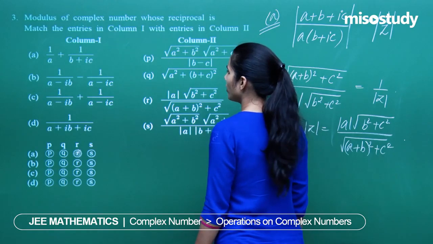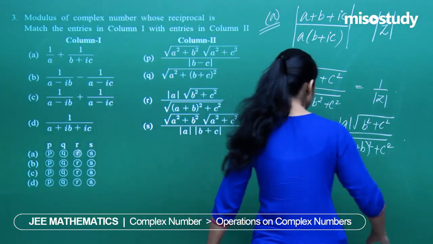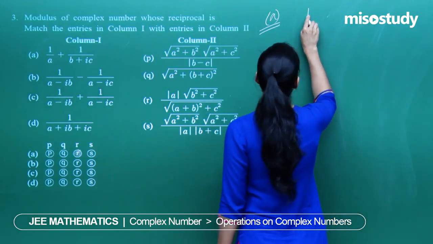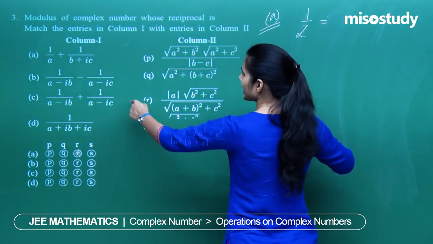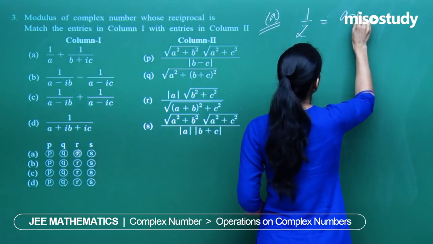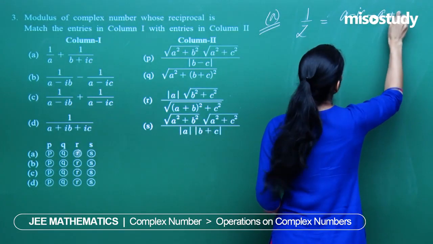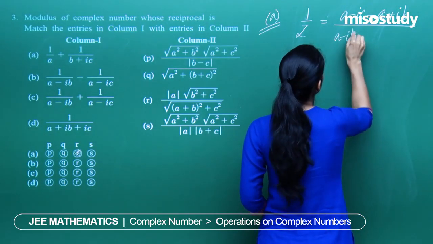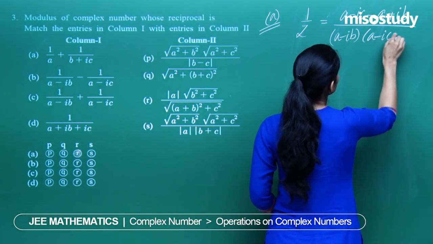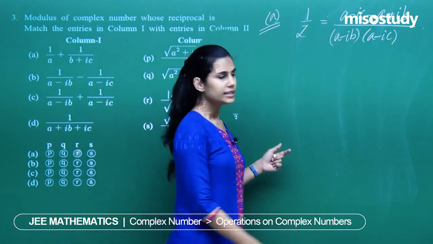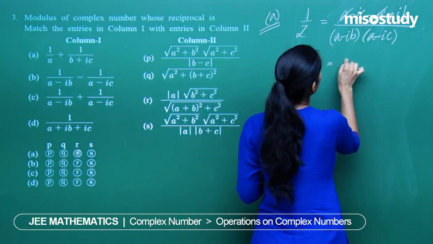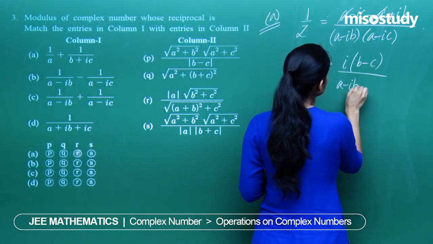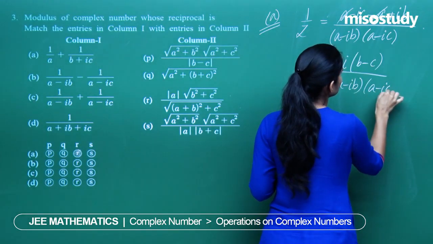Clear? Then you have 1 upon a minus iota b minus 1 upon a minus iota c. Let's do that. It is a minus iota c minus a plus iota b upon a minus iota b into a minus iota c. Clear? A gets cancelled, you have iota common b minus c upon a minus iota b, a minus iota c.